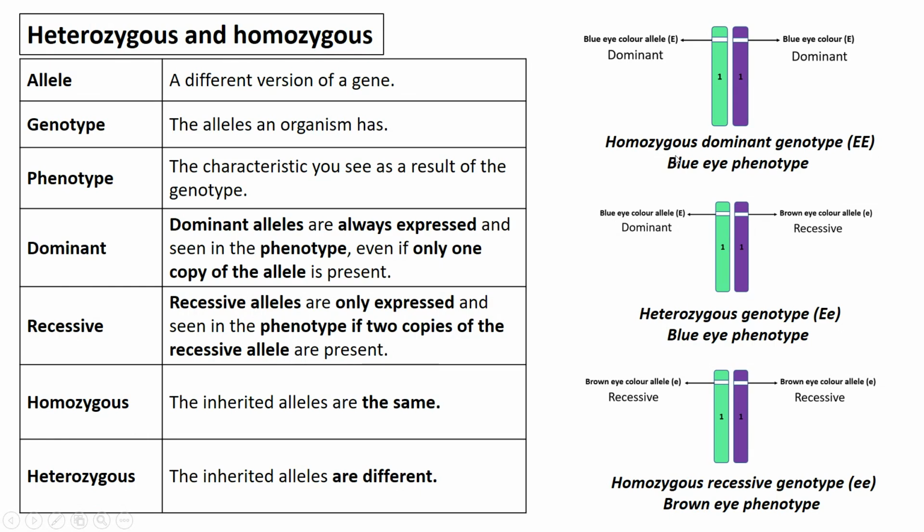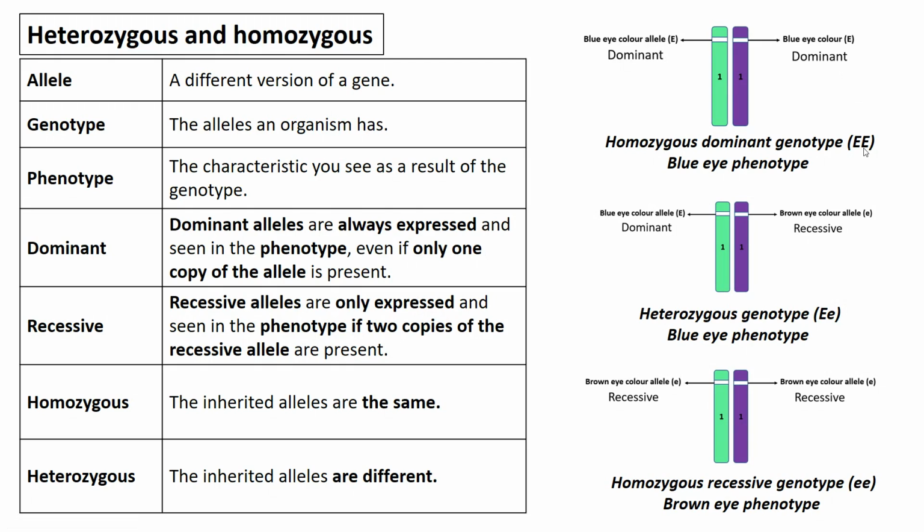So there are some quite complicated but important keywords that I've used here. The first one is allele, which means a different version of a gene. I've not yet introduced the word genotype, but the genotype is basically a description of the alleles an organism has. So if we look at this first example on the right over here, this person has inherited the dominant blue eye colour allele from one parent and the dominant blue eye colour allele from the other parent. So they have the genotype capital E capital E, two dominant alleles.